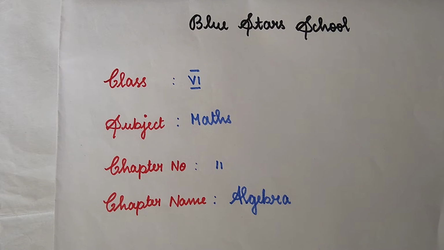Last classes we saw exercise numbers 11.2 and 11.3. Today we are going to see chapter number 11. The chapter name is Algebra in the 6th Maths NCERT book. In this chapter we are going to see exercise numbers 11.4 and 11.5.